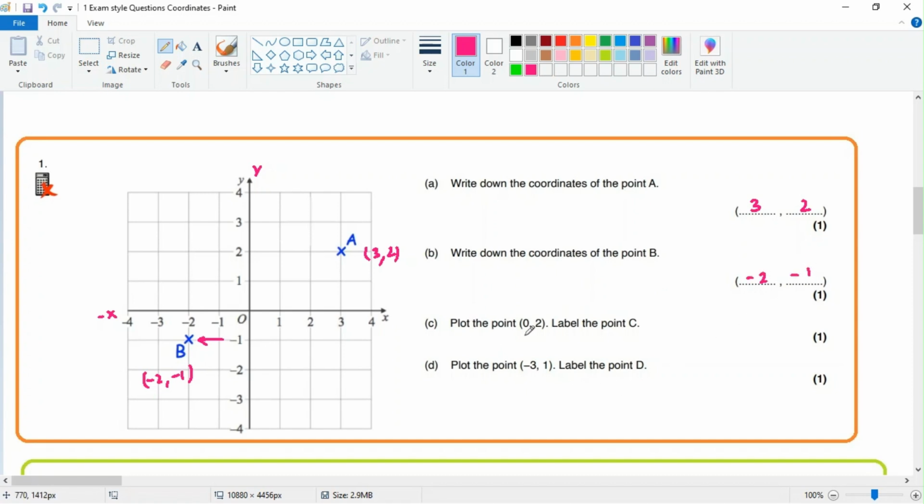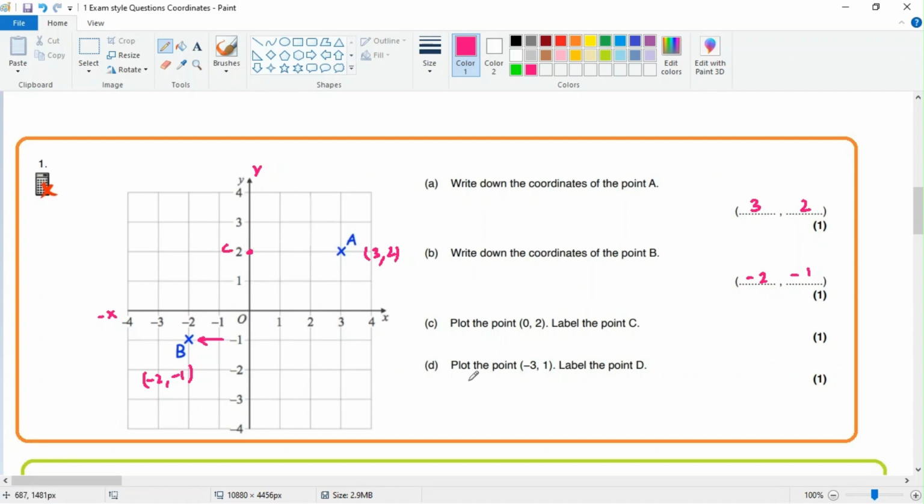Now comes plot point 0, 2, label point C. So x is 0. As you can see, x is this one, and this is also x. So always and always remember that you write x values first and then you write y values. So x is not 1, not -1, it is 0, and y is going on top. That means this is going to be point C over here.